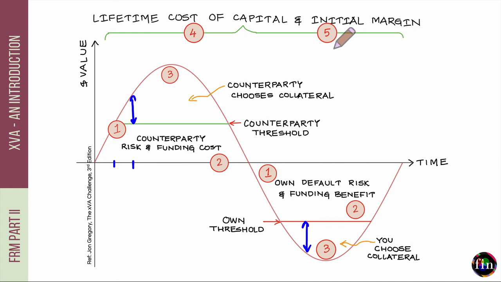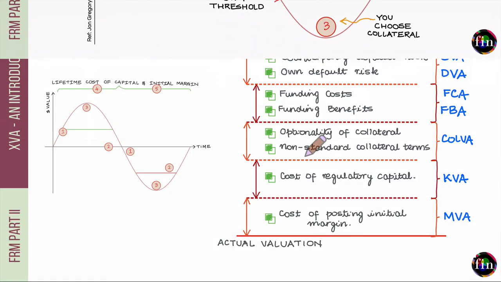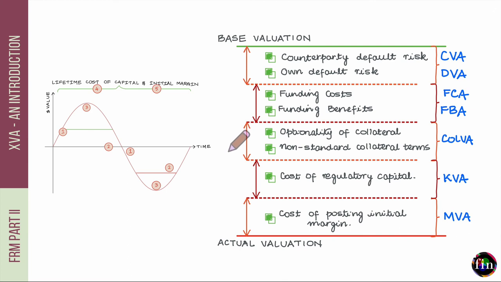Now where do we start? We have identified a few costs and a few benefits, and we have placed them in 5 different categories. Now let's try and see how these costs and benefits can be factored into the valuation of this portfolio of derivatives.